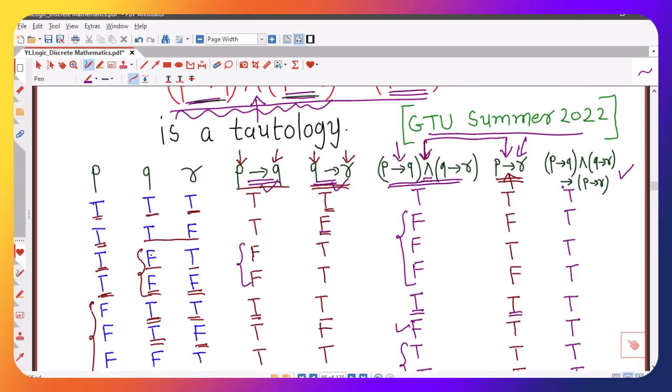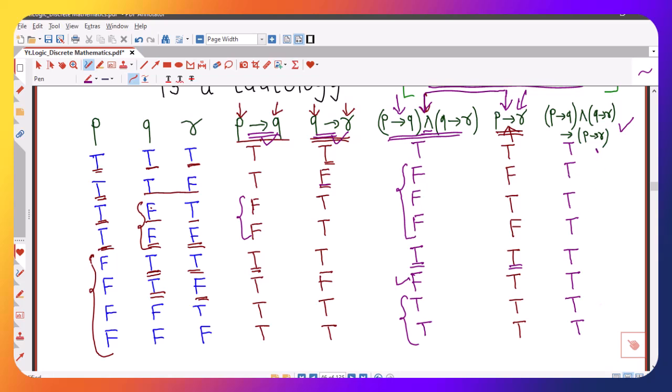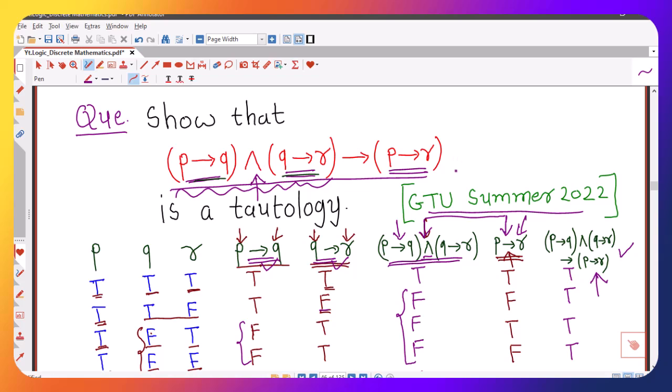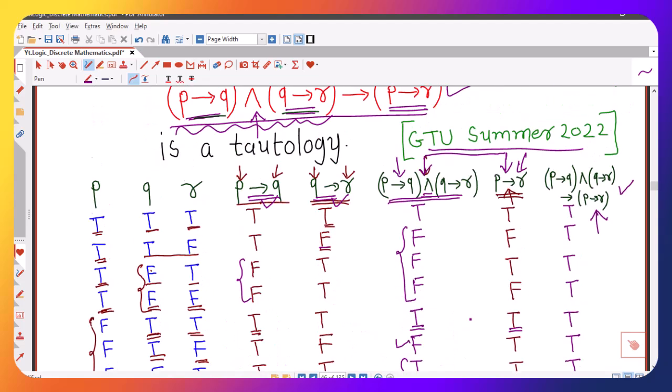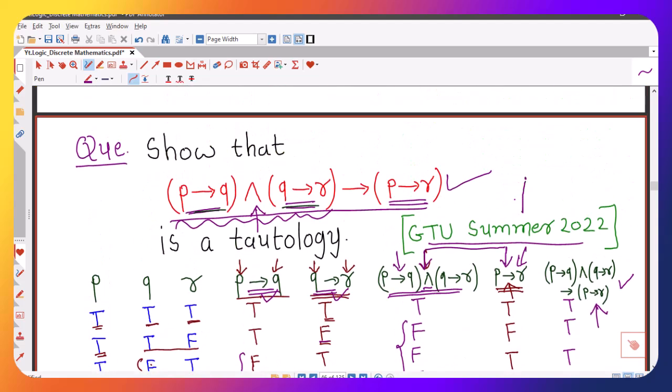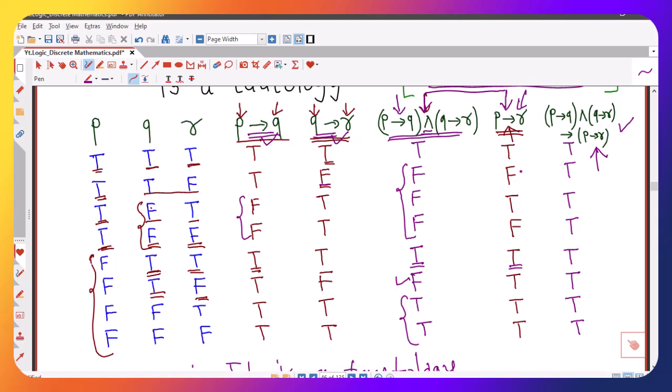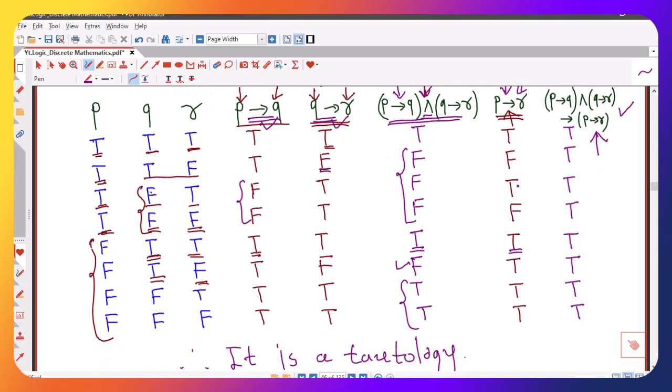And now we can observe that all the values in the column corresponding to this proposition have truth value true. Therefore we can say that this compound proposition is always true, and therefore it is a tautology. So I am not writing the whole proposition, I am simply writing that the given proposition is a tautology. And they ask this type of question for 4 or 7 marks, and you can see it is easy to construct the truth table, but we have to be careful.